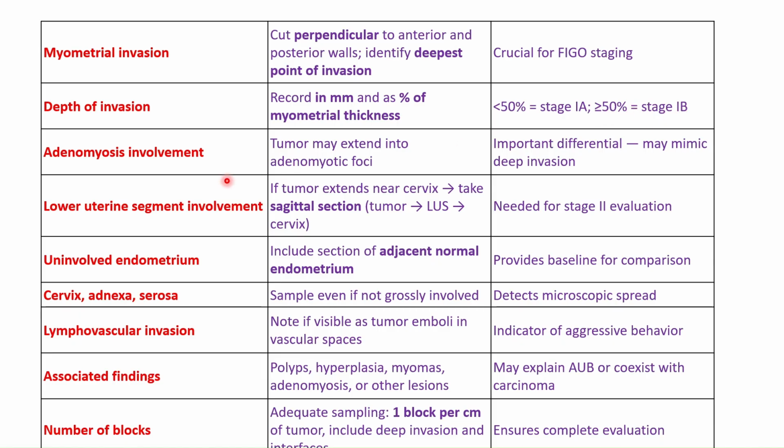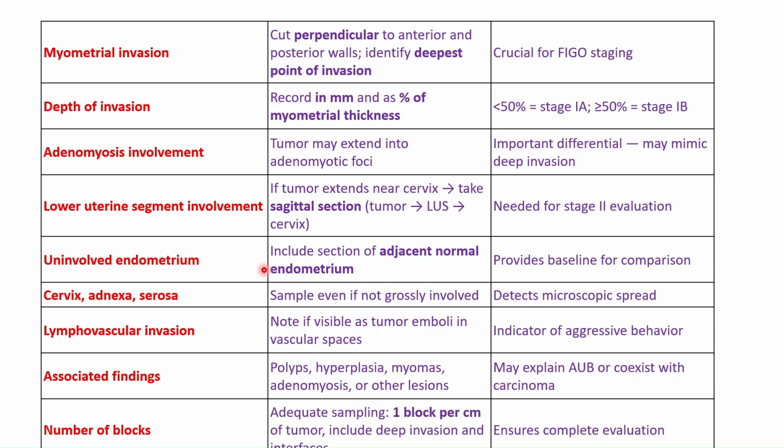Adenomyosis. Tumor may extend into adenomyotic foci, so it is important to differentiate adenomyotic foci, which may mimic deep invasion. Lower uterine segment involvement: if the tumor extends near the cervix, then take a sagittal section so that we can see tumor, lower uterine segment and cervix in a single section. It is needed for stage 2 evaluation.